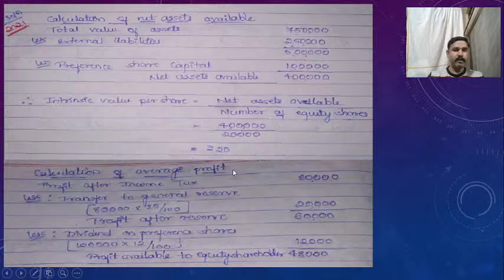Then calculation of average profit: profit after income tax 80,000 less transfer to general reserve, 80,000 into 25%, that is 20,000. Profit after reserve 60,000. Then, important, dividend on preference shares 1 lakh into 12%, that is 12,000. Profit available to equity shareholders is 48,000.